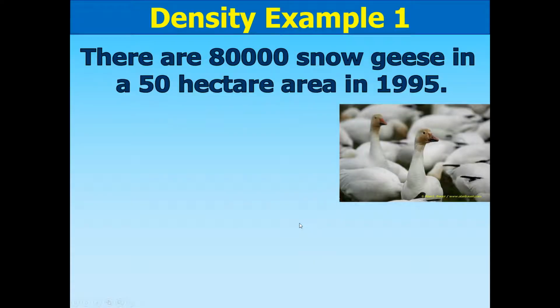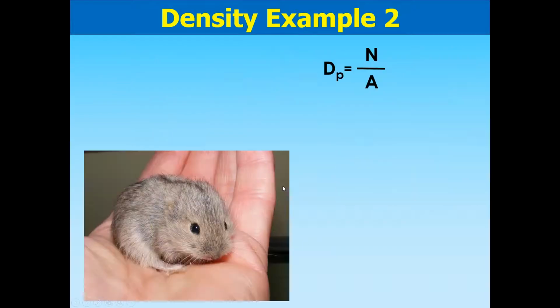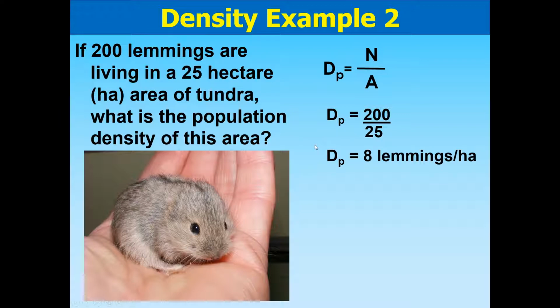Let's try a couple questions. There are 80,000 snow geese in a 50-hectare area in 1995. Start by writing the formula. Fill the numbers in. We have the number, we have the area, and then divide to get 1,600 geese per hectare. If 200 lemmings are living in a 25-hectare area of tundra, what is the population density of this area? We take our number, divide it by the area, and we find that there are 8 lemmings per hectare.